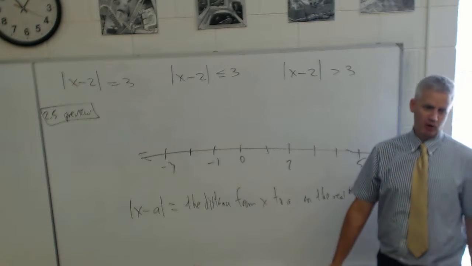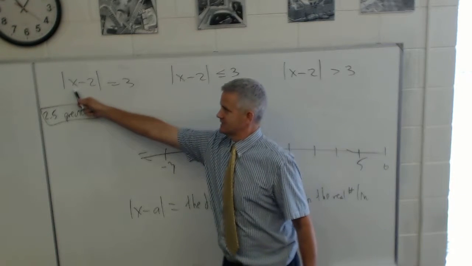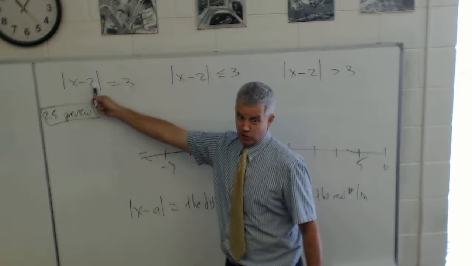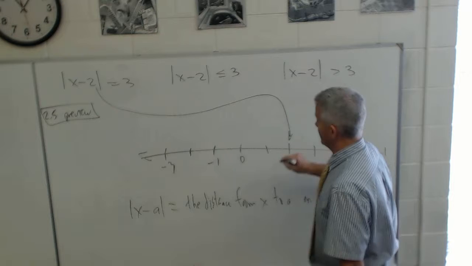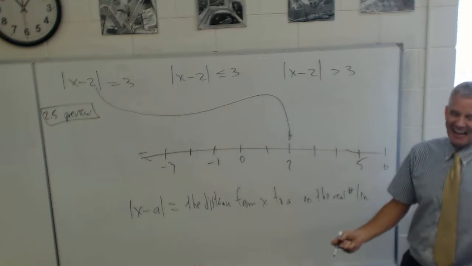And look at what this first problem is saying. It's saying that the distance from x to 2 has to equal 3. So 2 is right there. Where is x allowed to be?